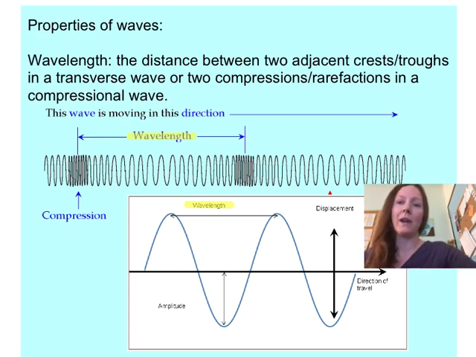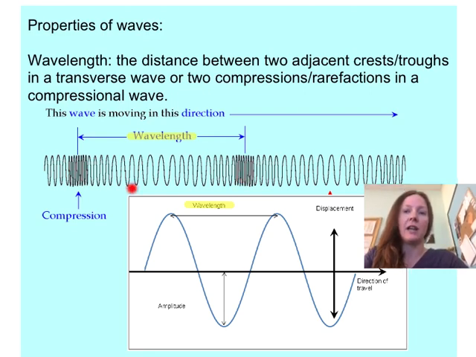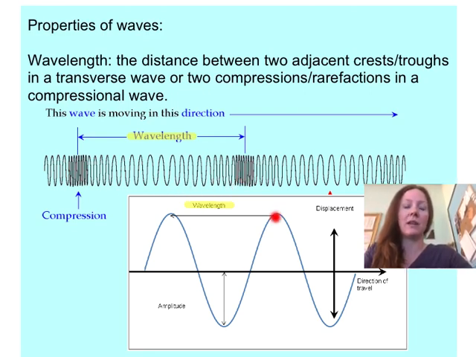So the way we measure the wavelength of a wave, because it can be kind of hard to tell where does it start and where does it end, is we pick two adjacent parts. So here in this transverse wave, I would pick the two crests that are closest together. In this compressional wave, I would pick these two compressions that are closest together, and I would measure the distance between them, and that would give me the wavelength.